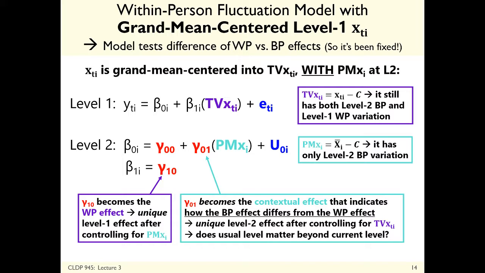time-varying predictors go into level 1 and level 2. Whether your level 1 is the original centered at a constant or the person mean version that subtracts out the level 2 is up to you.